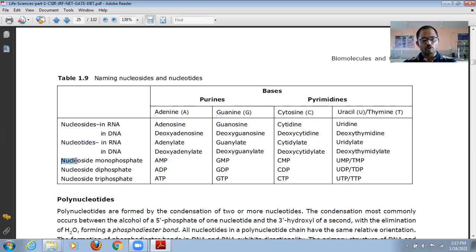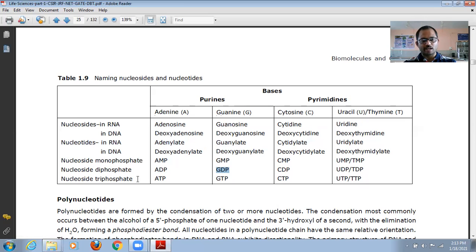So nucleoside monophosphates are AMP, that is adenosine monophosphate, GMP, CMP, and UMP or TMP, depending on DNA or RNA. If it is RNA, then UMP, and if it is DNA, then TMP is present. Then nucleoside diphosphates: ADP and GDP in case of the purines, and CDP and UDP or TDP, the two pyrimidines.